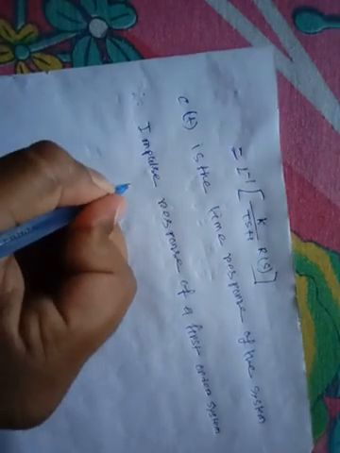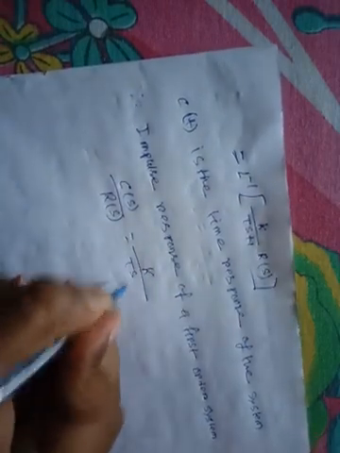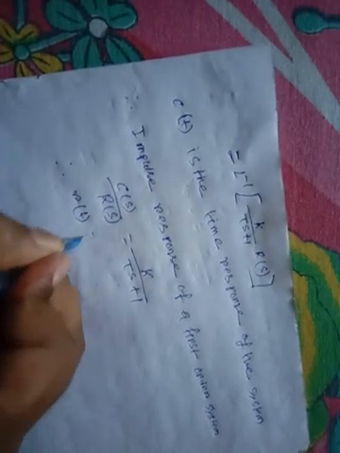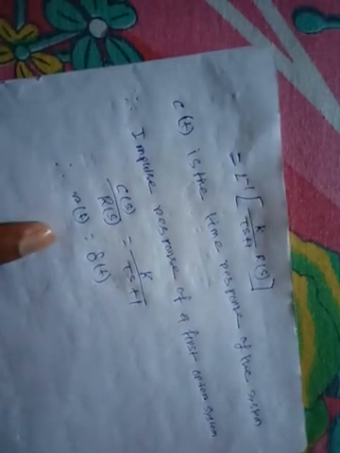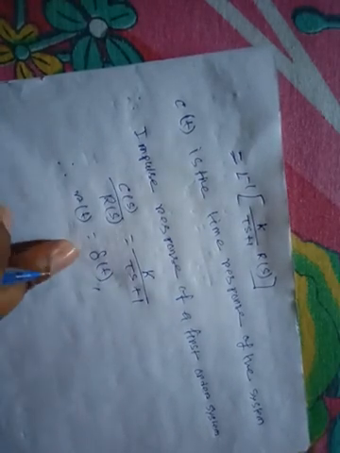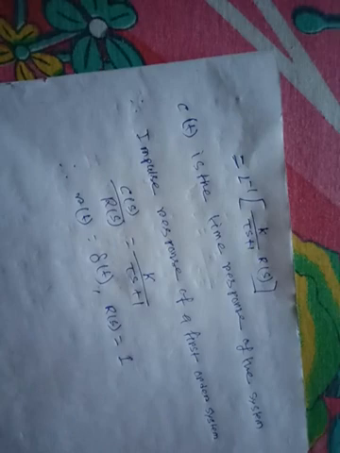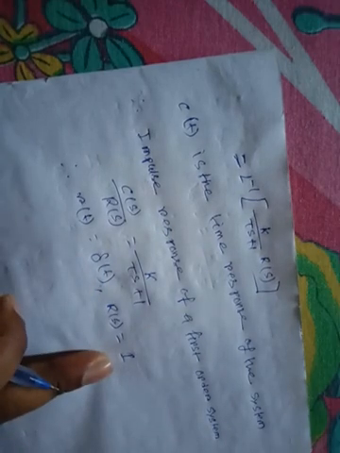Let the transfer function of the system be, as you know, the transfer function of a first order system: C(s) by R(s) is equal to K by (tau s plus 1). For the impulse response, R(t) is equal to delta(t). When the input signal is an impulse, its Laplace transform is R(s) is equal to 1.